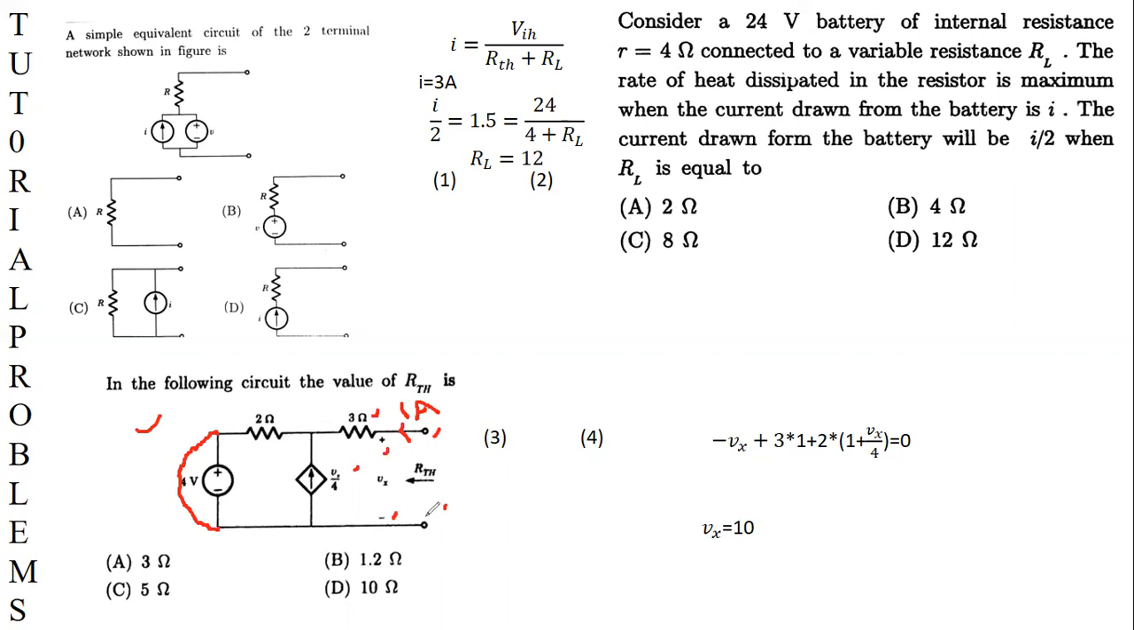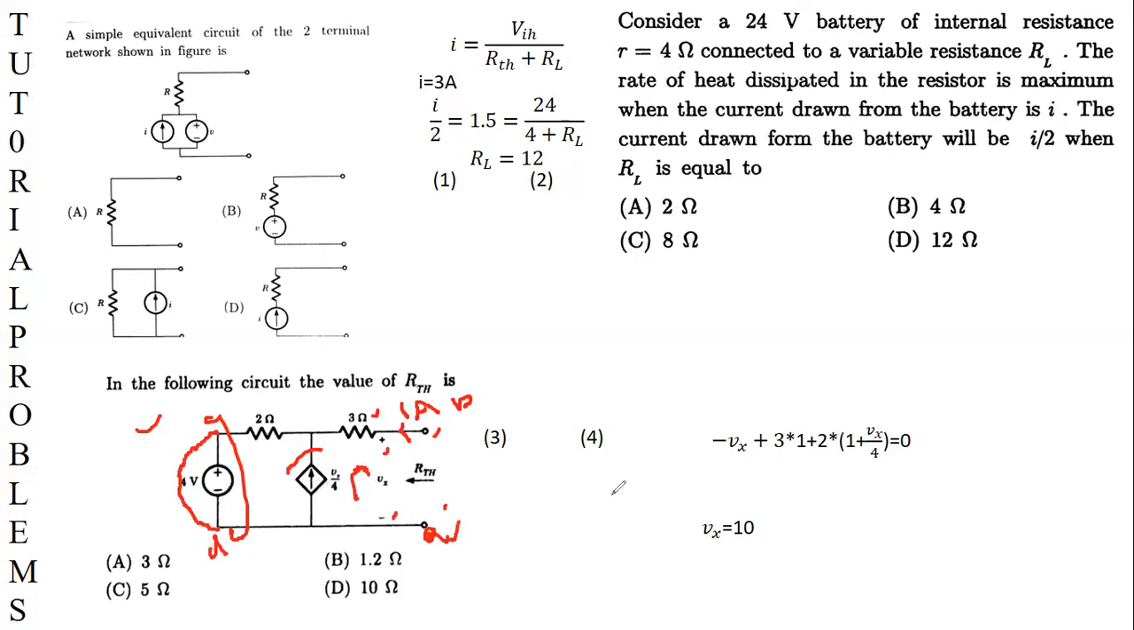Now we apply KVL. Suppose this point is A, this point is B, that is C, and this point is D. We are not applying KVL in this loop, because a current source is given and we cannot apply KVL in a loop in which a current source is present. So we apply KVL in the outer loop, starting from point A, going A, B, C, D, A.